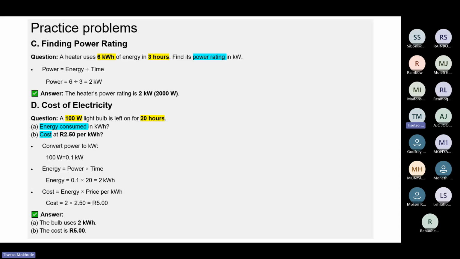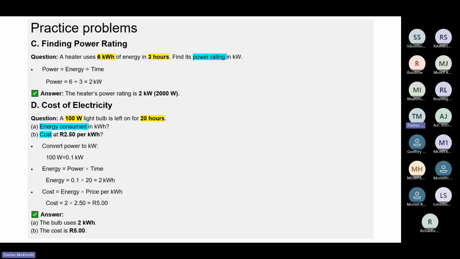It says here, a 100-watt light bulb is left on for 20 hours. Calculate the energy consumed. Obviously, it means everything is in watts, so it must be converted to kilowatts, divided by 1,000, and 20 hours is fine. So to do that, we'll say energy is equal to 100 watts divided by 1,000, which is 0.1, multiplied by 20 hours. So the energy consumed is 2 kilowatt hours.